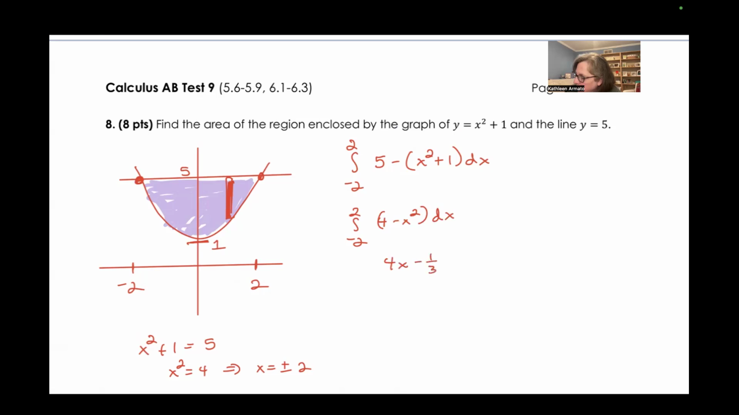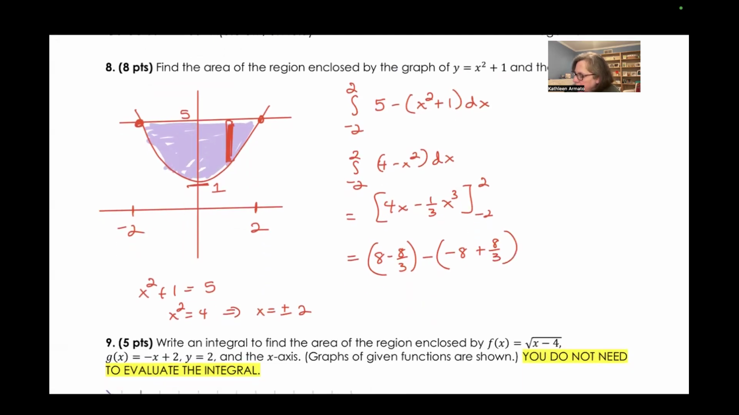Integrating, I get 4x minus 1/3 x cubed from negative 2 to 2. Plugging in, I get 8 minus 8/3 minus negative 8 plus 8/3. All right, so I like to do the whole numbers together. 8 plus 8 is 16. Negative 8/3 minus 8/3 is negative 16/3. So that's 48 minus 16 over 3, which is 32/3.